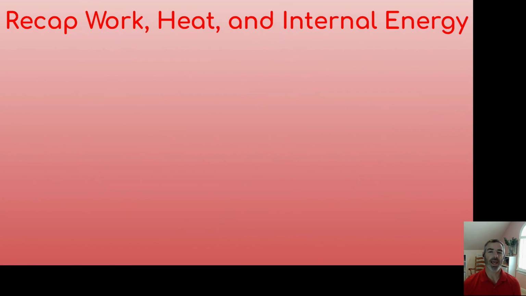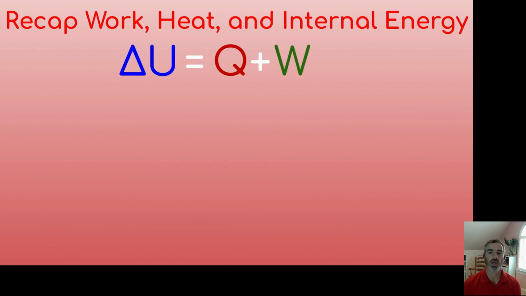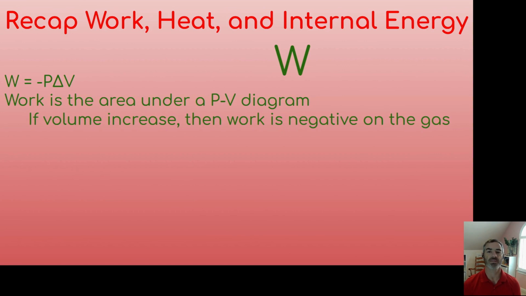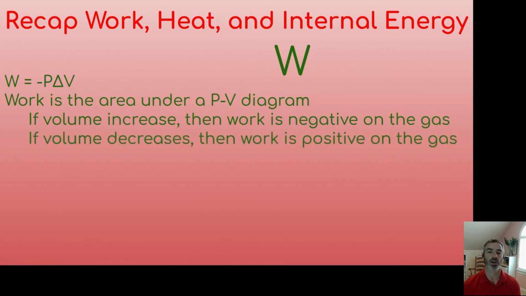So let's recap work, heat, and internal energy and how to calculate each of those values. So with work, we learned that work is equal to the negative pressure times the change in volume. It's the area underneath a PV diagram. And remember, if the volume increases, then work is negative on the gas. And if the volume decreases, work is positive on the gas.